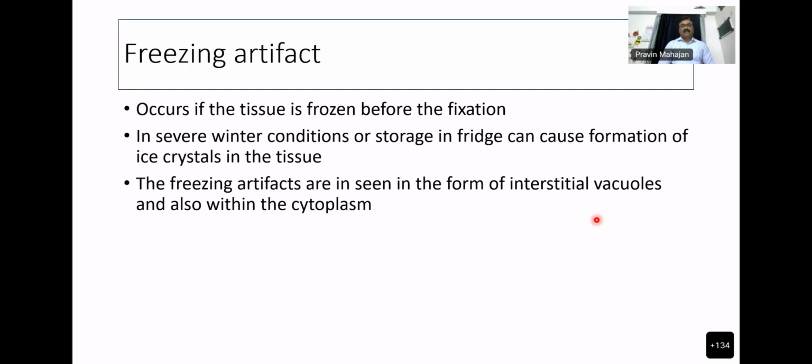Coming to the next artifact related to fixation, you can have a freezing artifact. It usually happens in tissue which was frozen earlier, like tissue received for frozen section. You might get that artifact. Sometimes what happens is that the tissue is taken in the evening. They cannot transport it immediately to the lab, so they put it in a freezer.